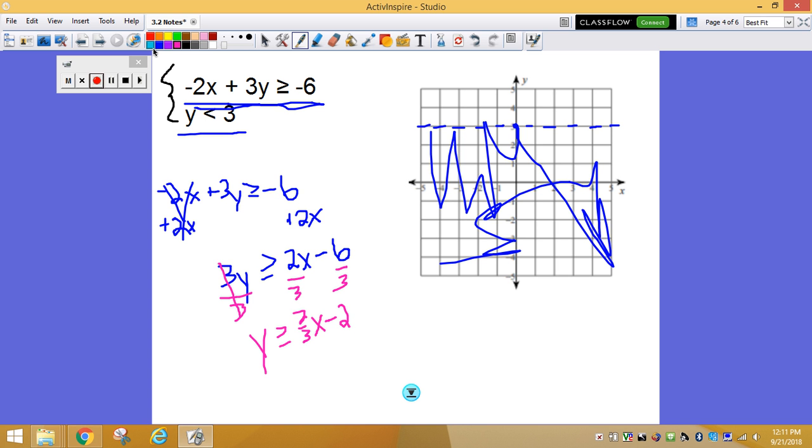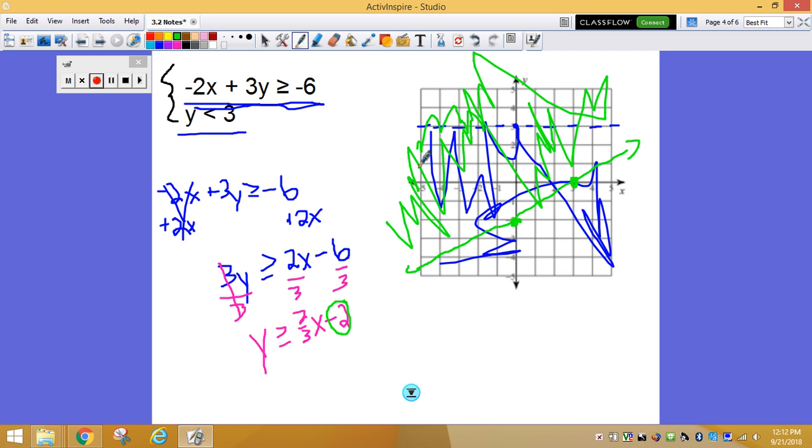So let's graph this. Remember, we start with the last number, so I'm going to put a dot at negative 2. My slope is 2/3, which means I go up 2 over 3. I'm going to put a dot here. Up 2 over 3. This one does have the line under it, which means I'm going to connect the dots with a solid line. And it says greater than or equal to, so I'm going to shade above.